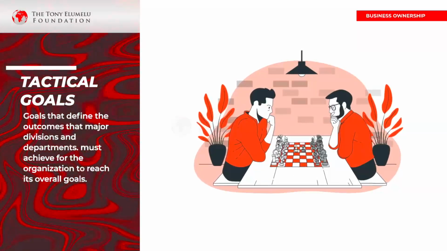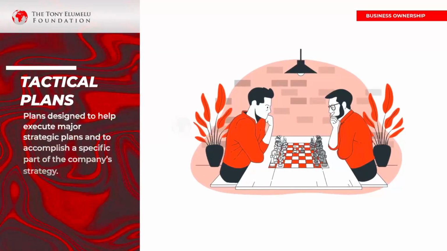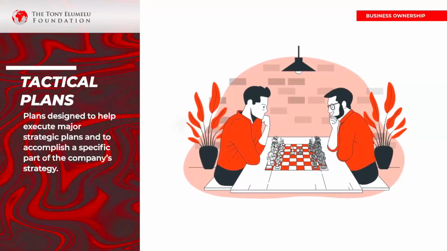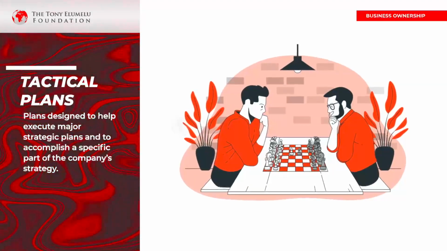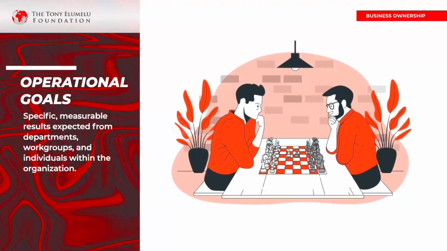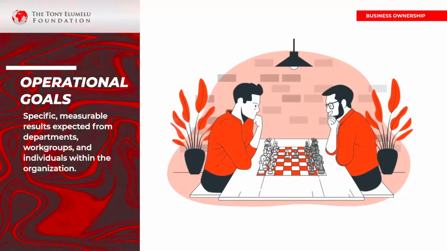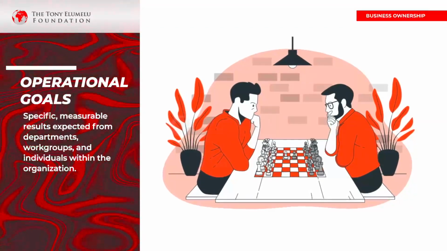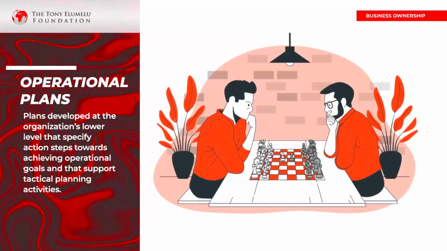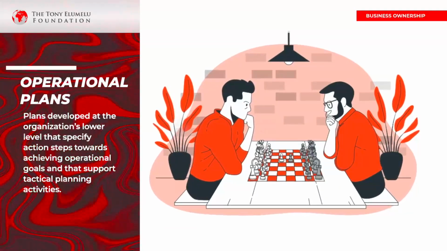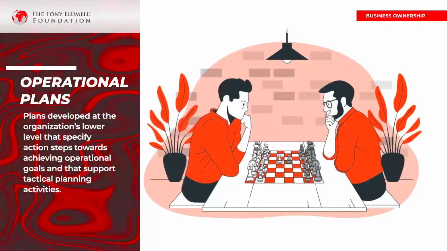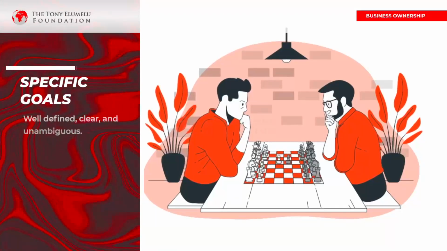its overall goals. Tactical plans: plans designed to help execute major strategic plans and to accomplish a specific part of the company's strategy. Operational goals: specific and measurable results expected from departments, work groups, and individuals within the organization. Operational plans: plans developed at the organization's lower level that specify action steps towards achieving operational goals and that support tactical planning activities.